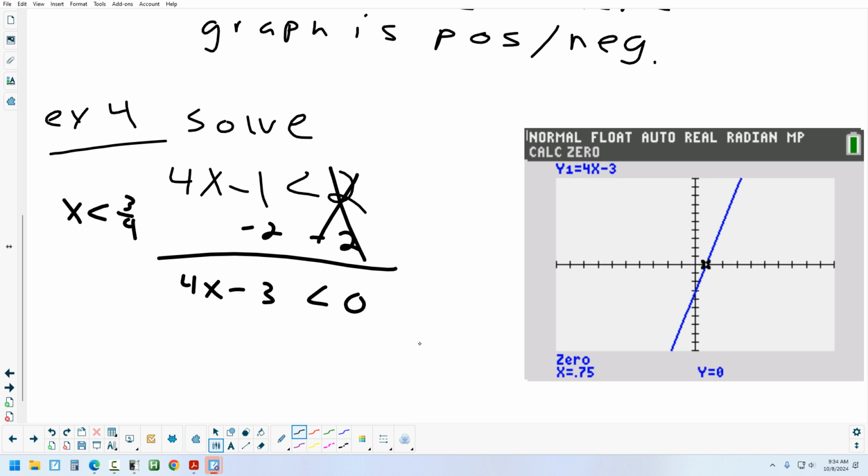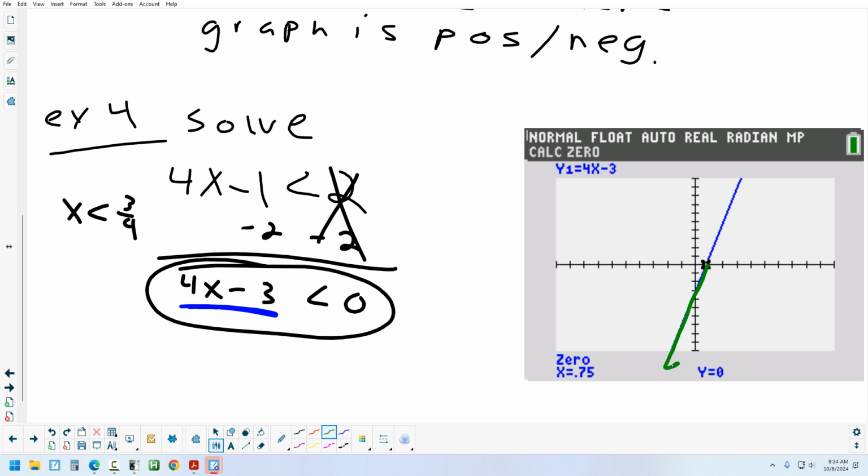All right, now this is an inequality, so my answer is not going to have an equals in it. It's going to have a 0.75, but I need to figure out what part of the line I'm looking at. In this, do they want to know where the line that I drew in blue is above 0 or below 0? Below 0. That means they want me to figure out this part of the line.